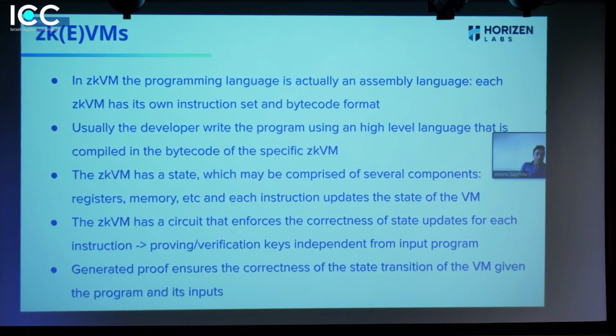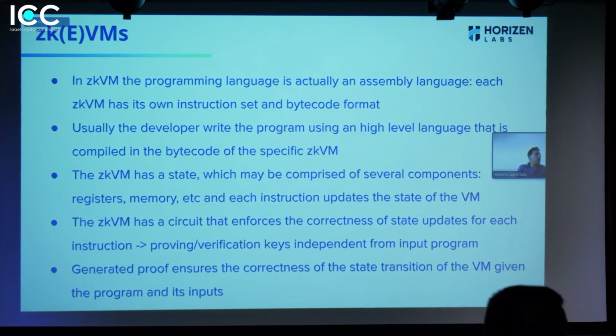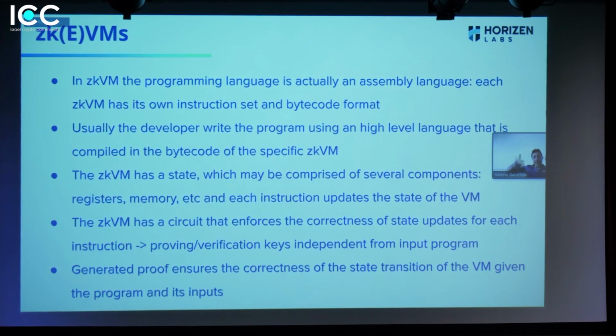And for what regards zk-VMs, let's say that they have a state that can be composed of several things. So you can have, for example, the state of the VM that is composed of the registers and the memory. And every time you execute an instruction, you update the state of the VM. And what the zk-VM does is that it has a unique circuit that enforces that the state of the VM is transitioned correctly every time you are executing a specific instruction. In such a way, the generated proof ensures the correctness of the state transition of the VM given the program and its inputs.